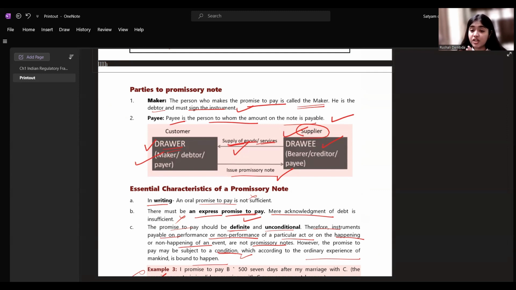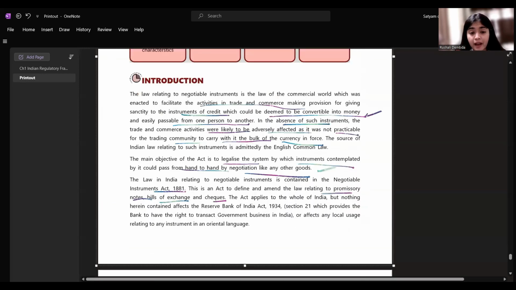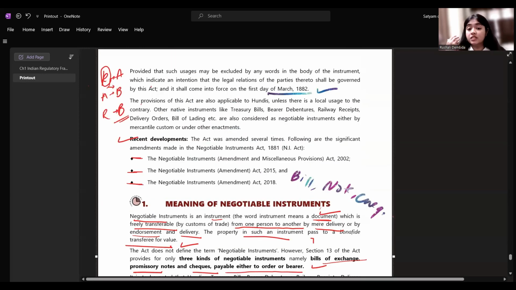The other ones are treasury bill, bill of lading, and, as mentioned by them, delivery orders, bearer debentures, and railway receipts. All these are also included under negotiable instruments if they do not have another law, or if in everyday trade and commerce they are considered to be negotiable instruments. If they have a separate law, they are taken under that separate law. I hope we are clear till here. Are all things clear to you?